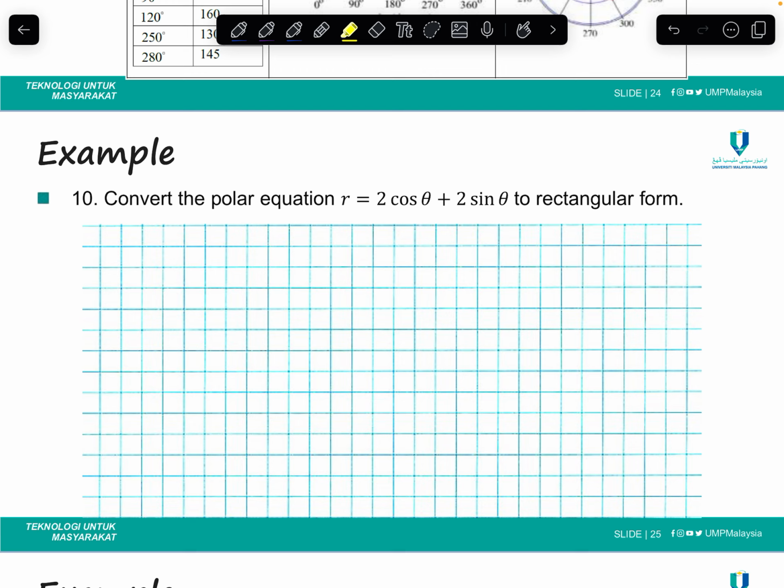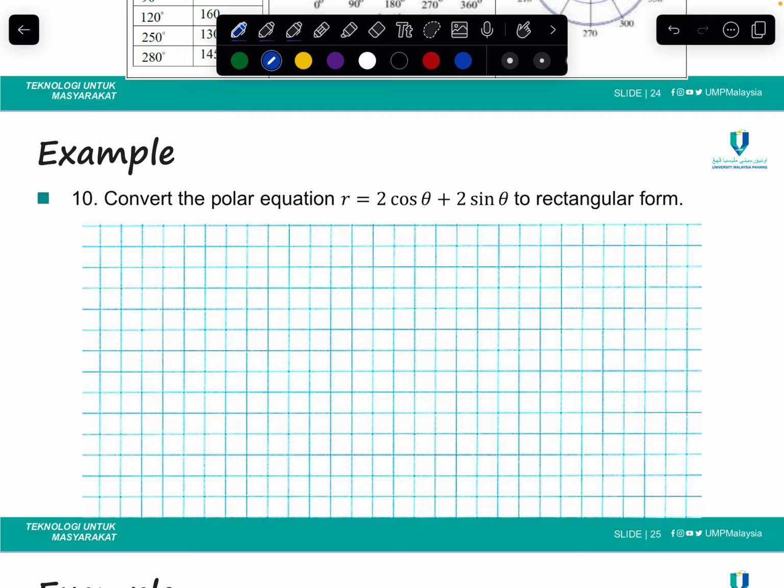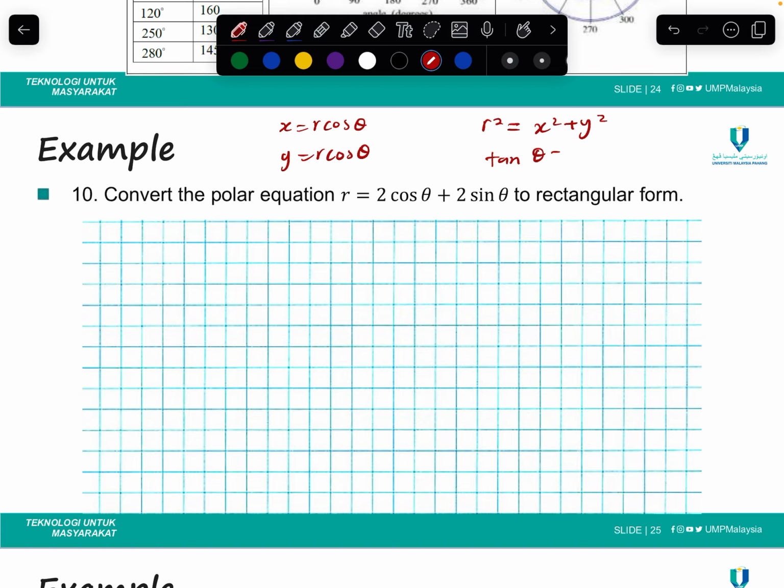Convert the polar equation to a rectangular equation. When you want to convert between polar and rectangular, you need to remember the formulas. There are 4 formulas. You can always refer to a mathematical formula book: x equals r cos theta, y equals r sin theta. These first two are for obtaining x and y, the rectangular coordinates. If you want to convert to polar, you must know another formula: r squared equals x squared plus y squared, and tangent theta equals y over x. So it depends on the problem.